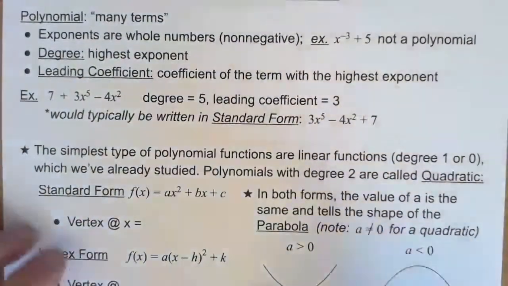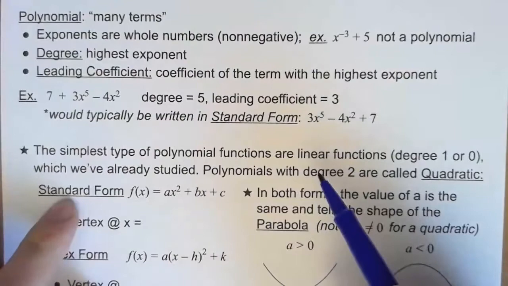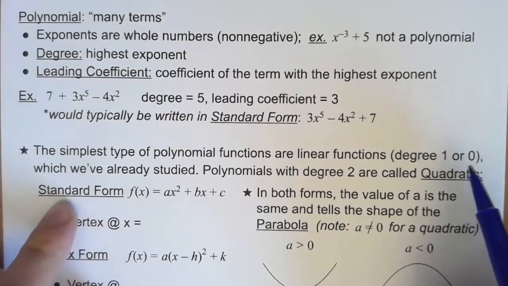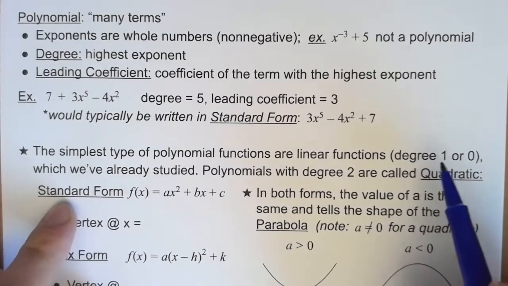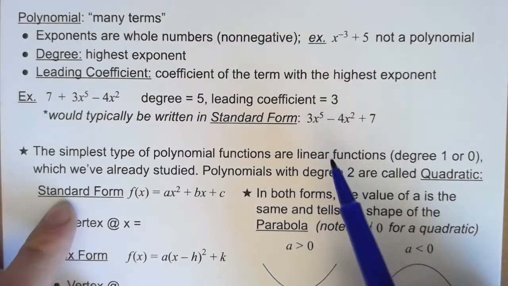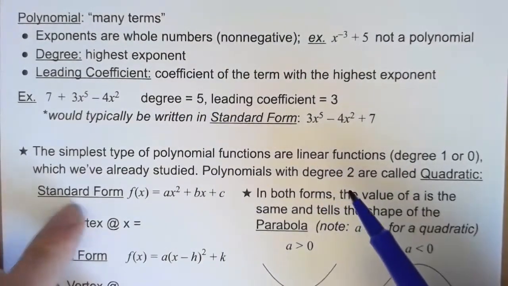All right, so the simplest kind of polynomials would be lines. So a horizontal line, y equals 5, has a degree of 0. It doesn't have x to the anything in it. If you've just got x without an exponent, that's x to the first. So y equals 2x plus 7 has a degree of 1. So either a degree of 0 or a degree of 1 will make it a line. So those are the simplest kind of polynomials.